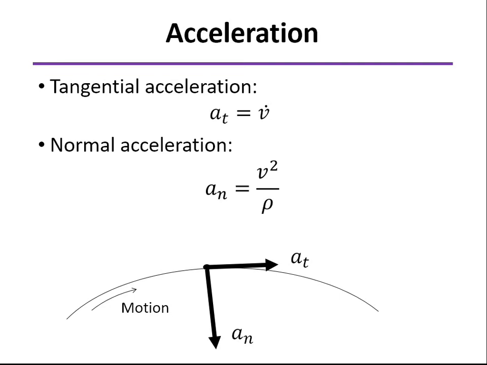However, if we're going around a curve, we're still going to have a normal acceleration, and that normal acceleration turns out to be the velocity squared divided by rho, where rho is the radius of curvature at any point on the curve.